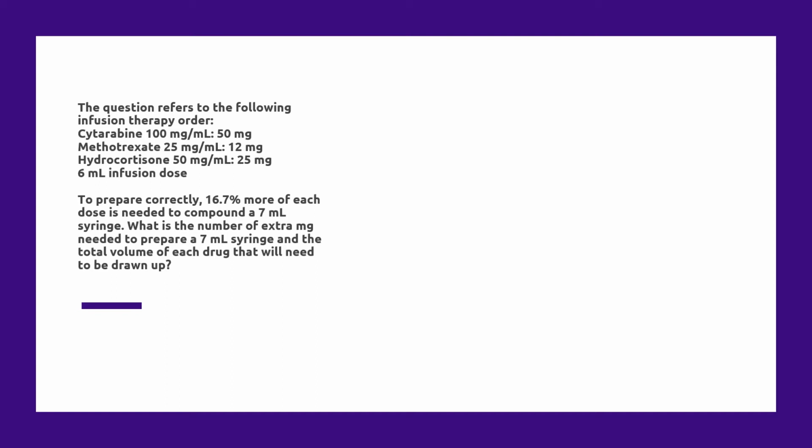Okay, so this is an interesting question, but essentially what they're telling you is you need to make a little extra of this compound in order to have some overfill in this syringe, and we need to figure out the total milligrams of each ingredient, or how many extra milligrams of each ingredient according to this order, and then the total volume of each ingredient that we're going to need. So we'll take these one by one, and we'll start with cytarabine.